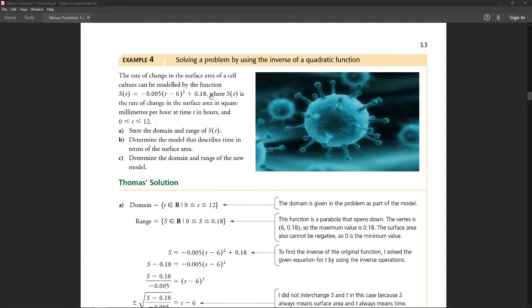The rate of change in the surface area of a cell culture can be modeled by the function s of t equals -0.005 times t minus 6 squared plus 0.18, where s of t is the rate of change in the surface area in square millimeters per hour and time t in hours, and t needs to be between 0 and 12, or equal to 0 or 12. State the domain and range of s of t.